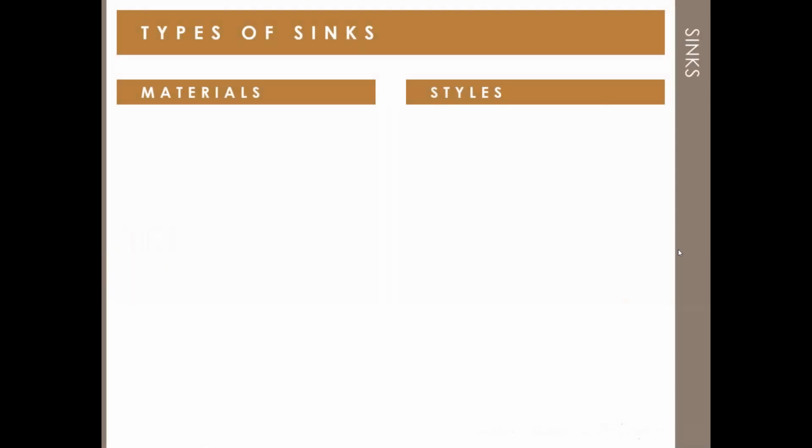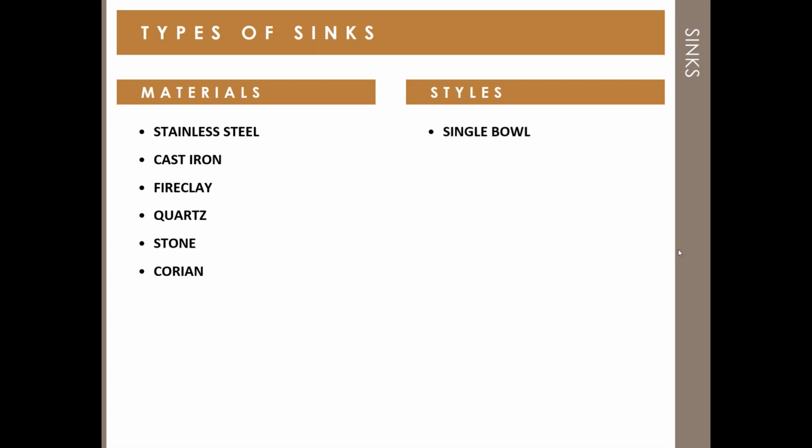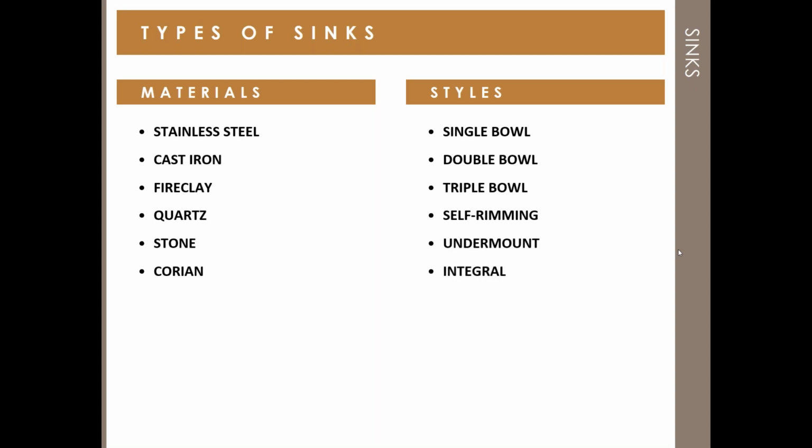Okay, sinks. Different types of materials: stainless, cast iron, fire clay, quartz, stone, Corian, and then the style: single, double, triple. We'll talk about all of these.